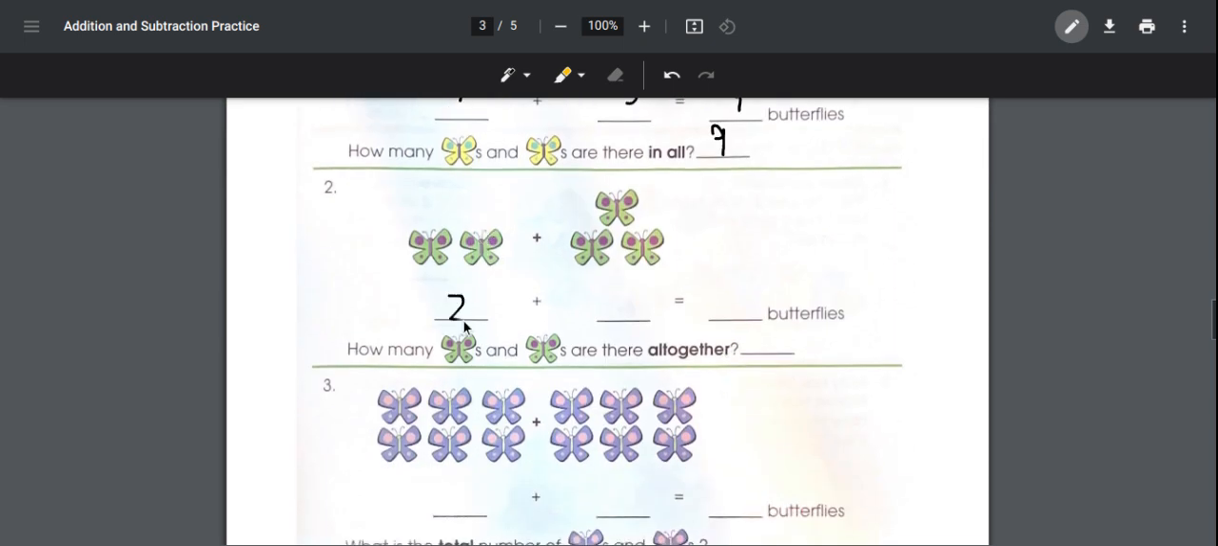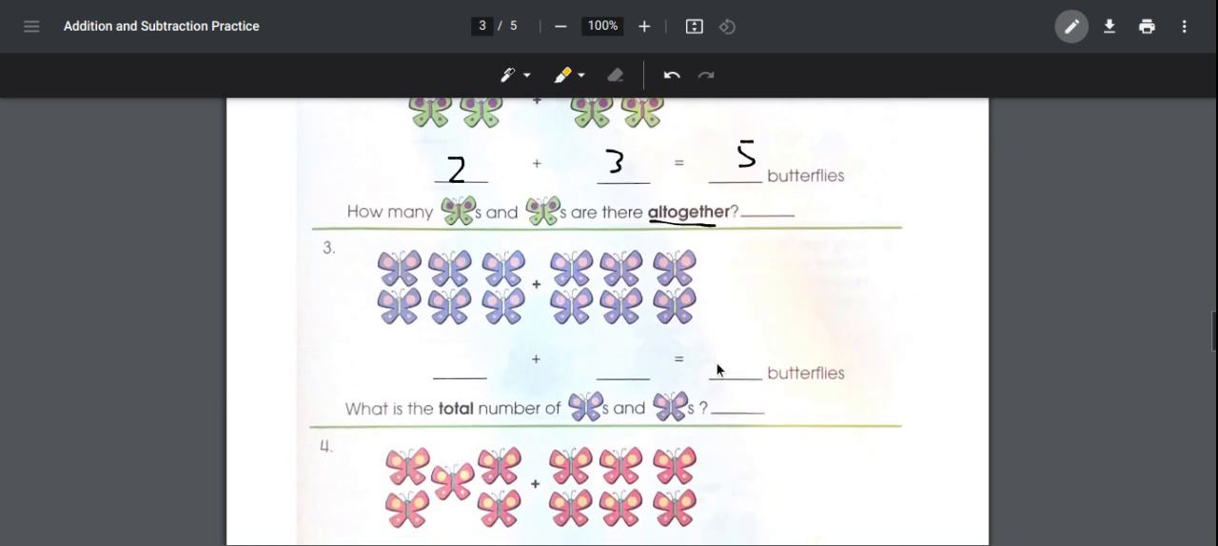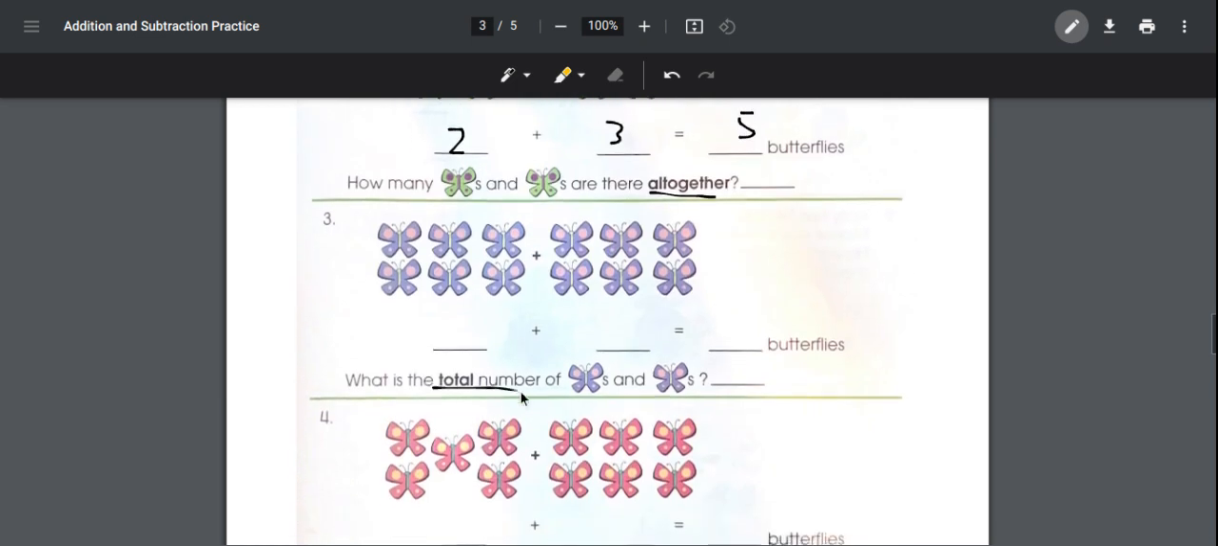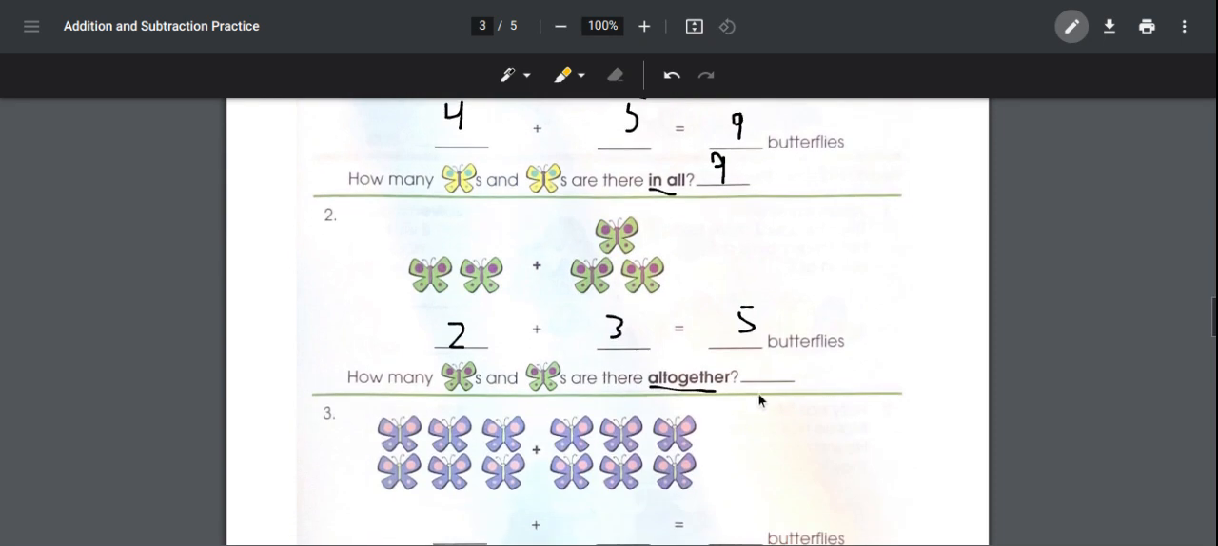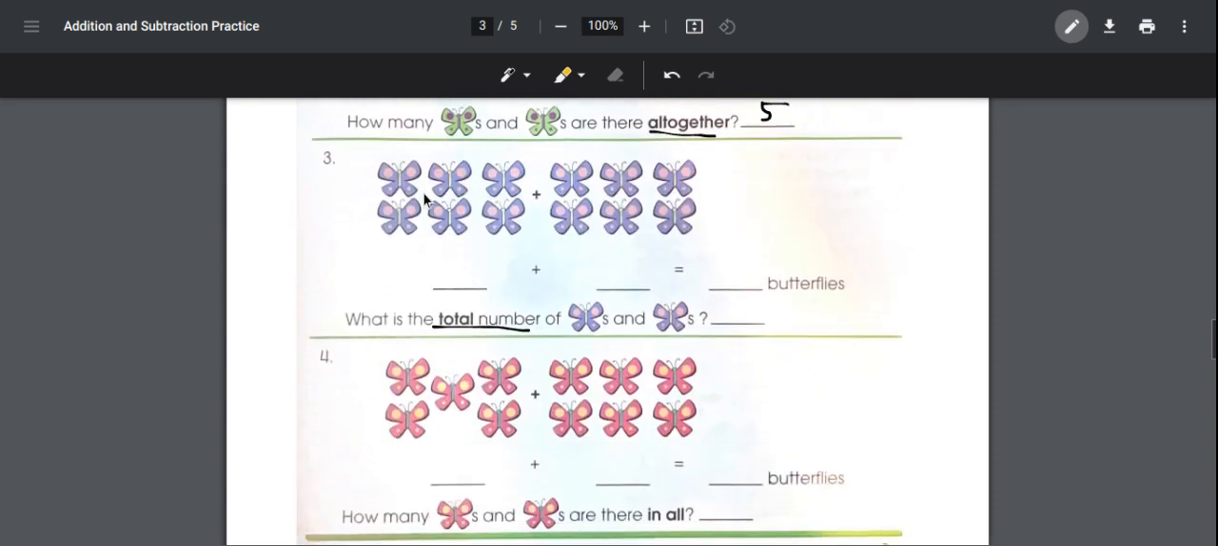Number 2, there's 2 green butterflies here and 3 green butterflies on the other side. So 2 plus 3 is 5. And this time it asks how many green butterflies are there altogether. So altogether also means total. So in all, altogether, and the total number, they all mean the same thing. So for number 2, it will be 5.